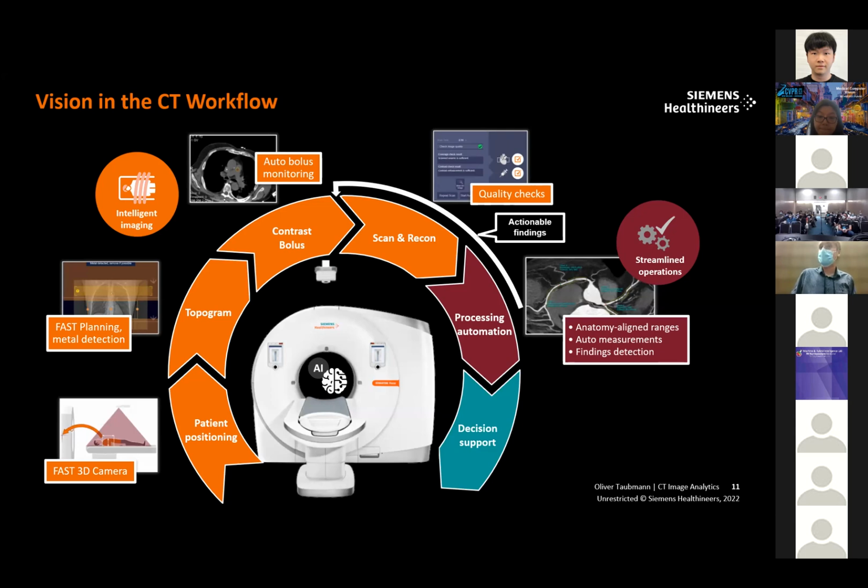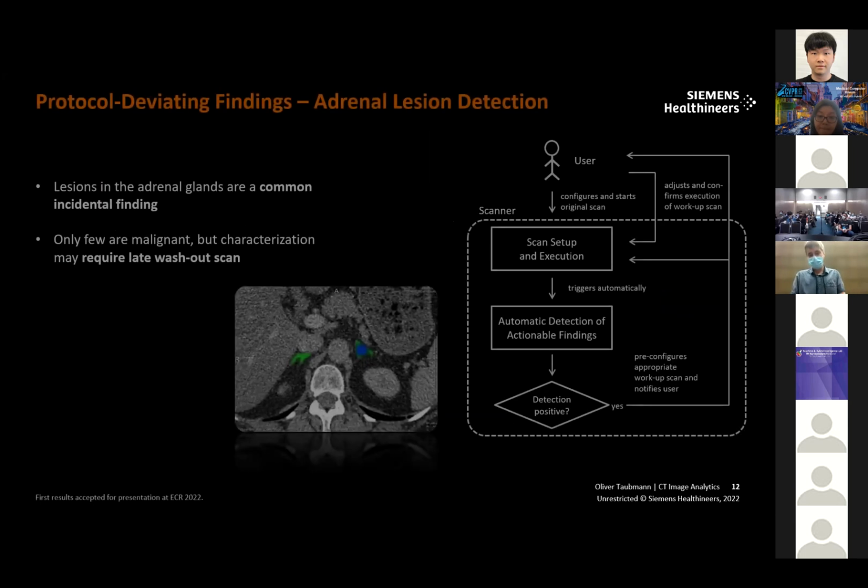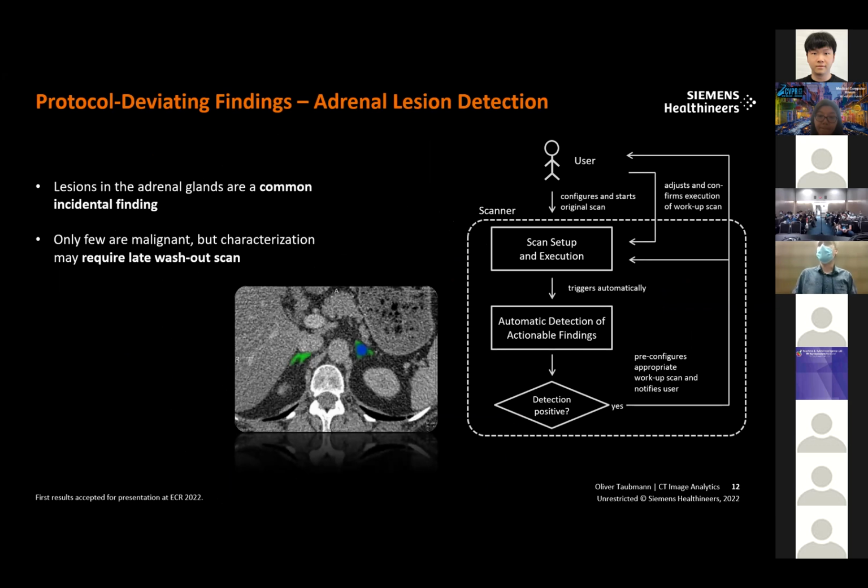We might need a second workup scan. A typical example for that would be lesions in the adrenal glands. The adrenal glands are these little hormone glands that sit atop your kidneys, and it's actually quite a common incidental finding. I think they show up in around 5% of all CT scans. Luckily, only very few of these are actually malignant, but to characterize those lesions, in many cases, you may require a late washout scan, some 10 minutes after contrast administration.